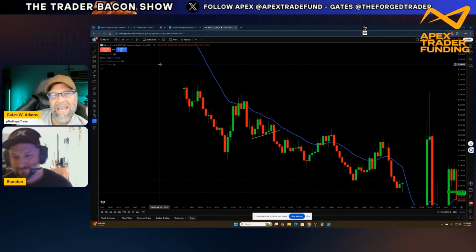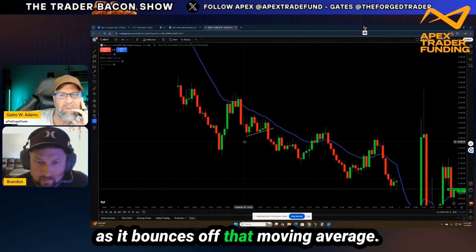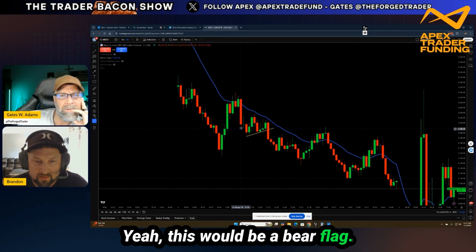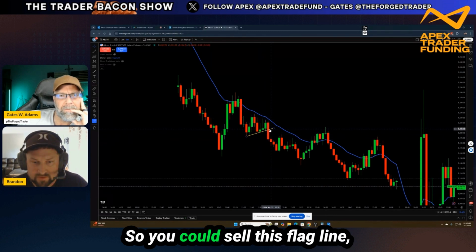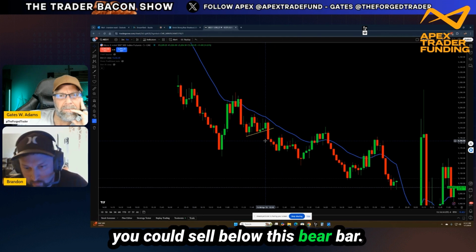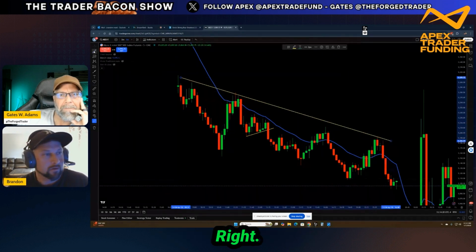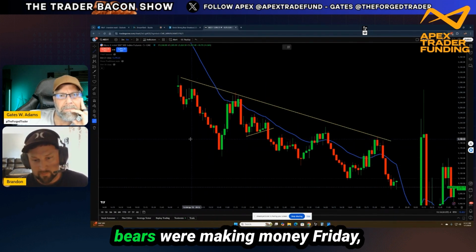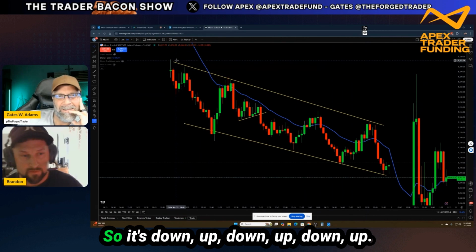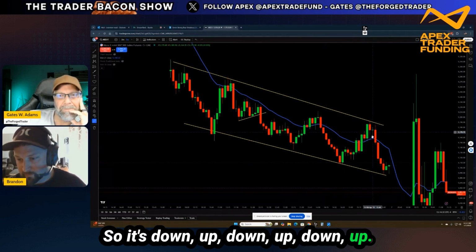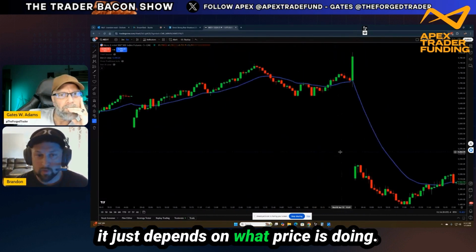Now, I see we've got a little trend line on there. Are you looking for your typical bear flags and entries as it bounces off that moving average? Yeah, this would be a bear flag, basically a low 2, or this bar didn't trigger, it pulled back. So you could sell this flag line. You could sell below this bear bar. And we were in like a broad bear channel. You could see that the bulls and the bears were making money Friday, but it was a broad bear channel. So it's down, up, down, up, down, up. And that's kind of the way I look at the market. It just depends on what price is doing.